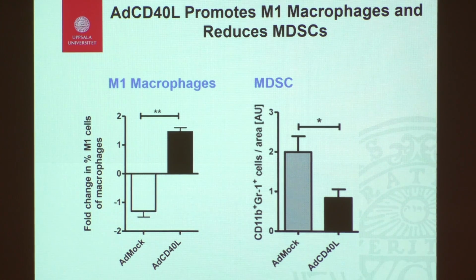We also noted in these tumors that myeloid-derived suppressor cells were decreased. We do not know if it's because the tumor doesn't attract them anymore, or if they are depleted or maybe converted to another cell type when we have them together with CD40 ligand. That is still under investigation.